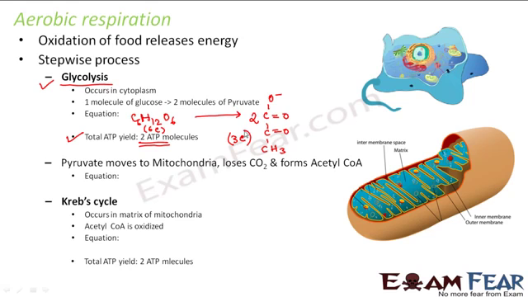This pyruvate, which was created in the cytoplasm, will now move to the mitochondria. You remember what is mitochondria? It is the powerhouse of a cell. It is the cell organelle where actually energy generation takes place. So this pyruvate will move to mitochondria, and in mitochondria it will lose carbon dioxide and thereby form acetyl coenzyme A. So this is the pyruvate.